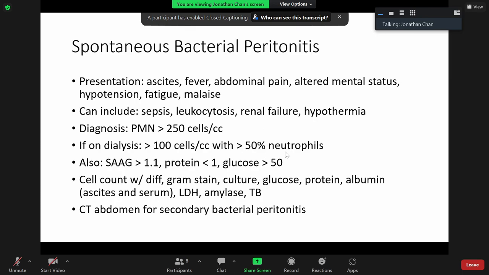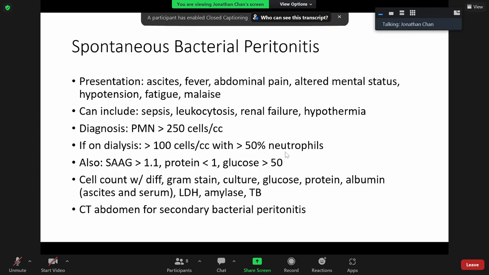It's really diagnosed by doing a paracentesis, which we'll talk about in a little bit. But the diagnosis is for polymorphonuclear PMNs greater than 250 cells per cc. And if the patient is on dialysis, the diagnostic criteria are a little bit different. It's greater than 100 cells per cc with greater than 50% neutrophils.